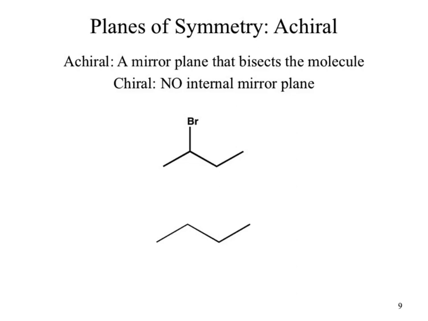Okay? So we'll look at an example here. What do we think? Achiral or chiral? So for the people saying chiral and achiral, getting both answers, you're right. One of these is chiral, one of them is achiral. Top one is chiral, the bottom one is achiral.